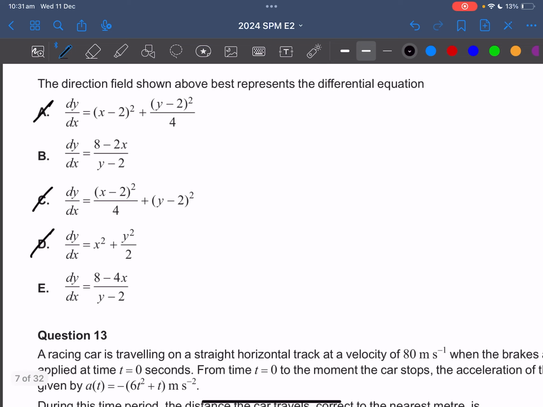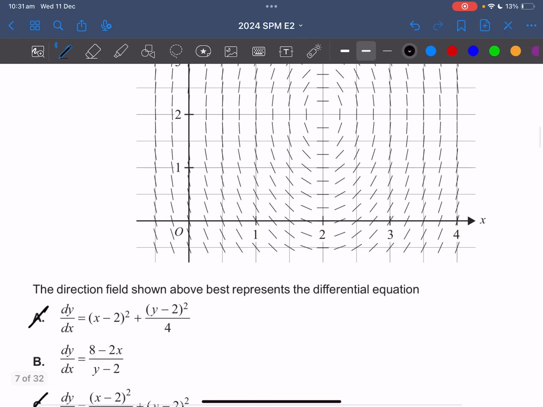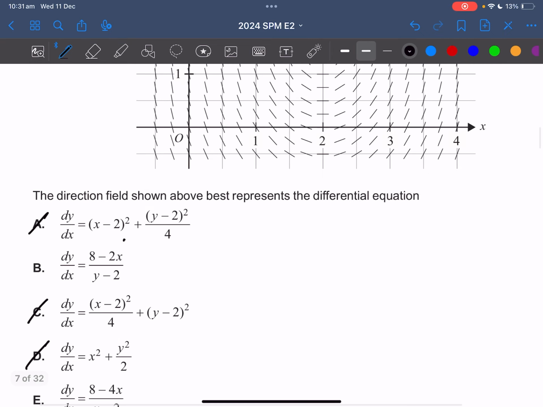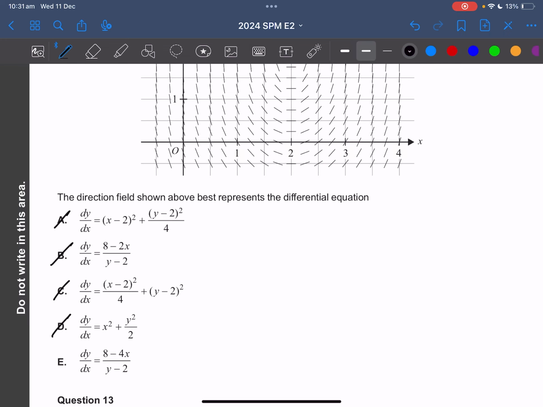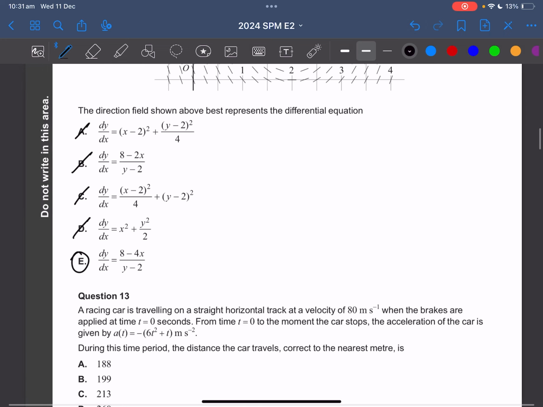Option E, yes, it can give, so now it's between B and D. So let's substitute in x equals 2 and see if the gradient is going to be 0. If I substitute x equals 2 here, we can see that it's going to be 8 minus 4, so that doesn't give us the 0 gradient. So it can't be option B either. But option E, if we substitute in x equals 2, it does give us 0. So option E is going to be our answer for this, okay?